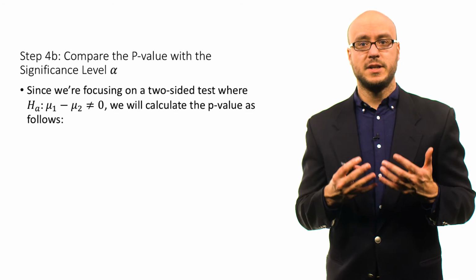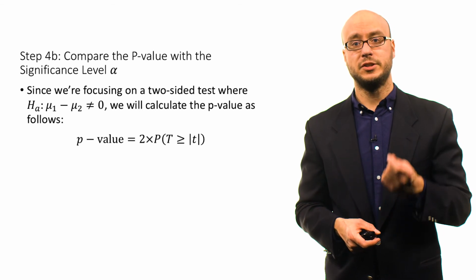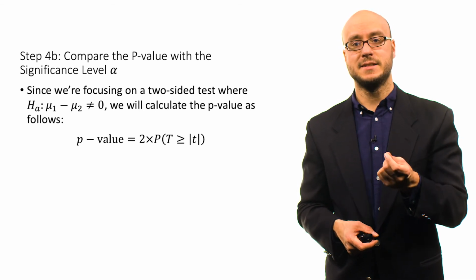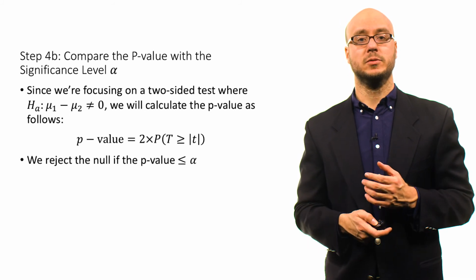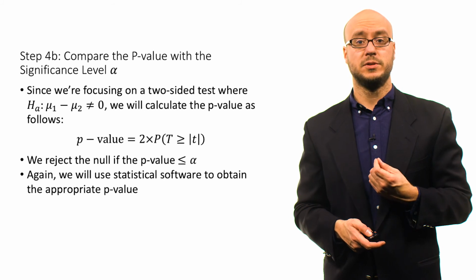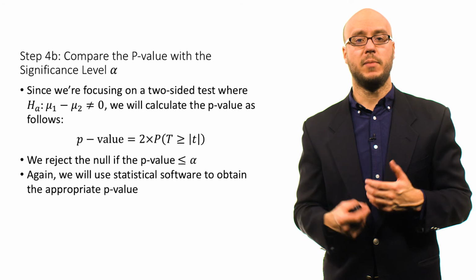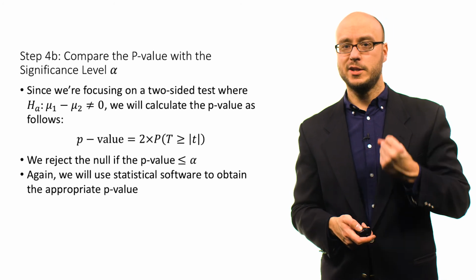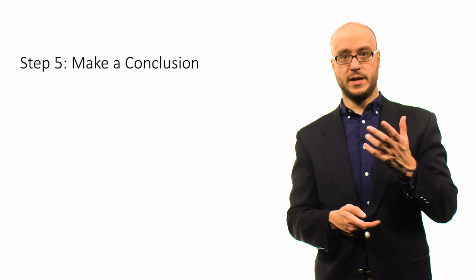Since we're focusing on a two-sided test, we will calculate the p-value as follows. The p-value will be 2 times the probability of obtaining a test statistic greater than or equal to the one we obtained in absolute value. And we're going to reject the null if the p-value is less than or equal to alpha, where alpha in this case is going to be 0.05 by convention. Again, we're going to use statistical software to obtain these p-values or probability values.